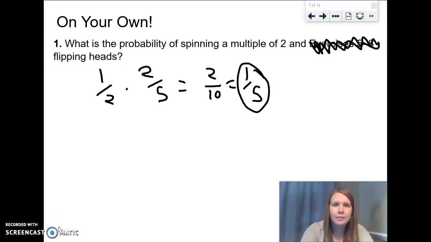Alrighty, so your answer is going to be 1/5, because the probability of flipping heads is 1/2. And for the probability of spinning a multiple of 2, remember you could have 2 or 4, which are both multiples of 2. So that would be 2 options out of the 5. Multiply them together, I get 2/10, but I want to simplify it down to 1/5. All right.